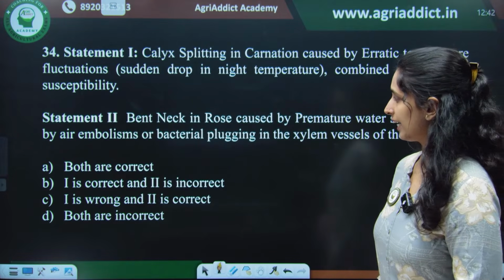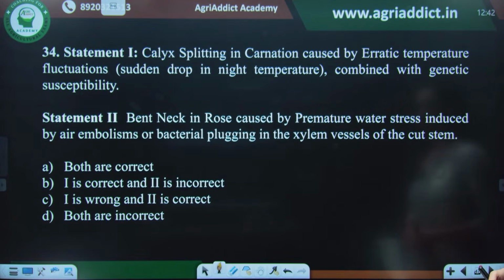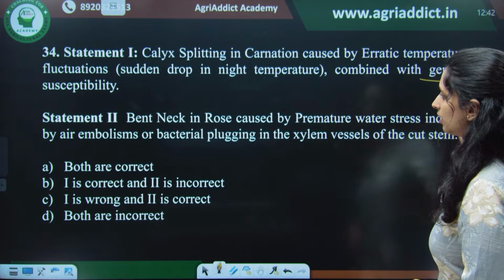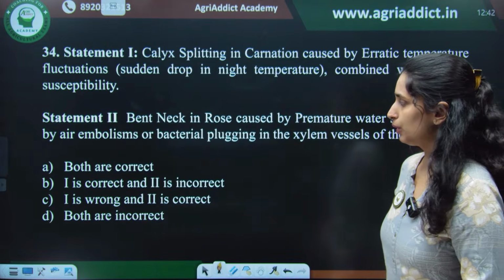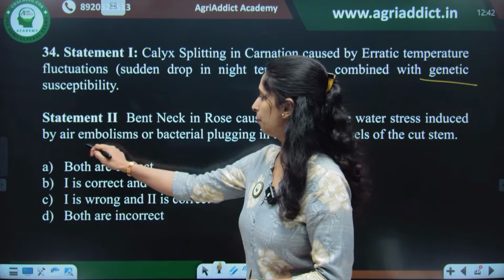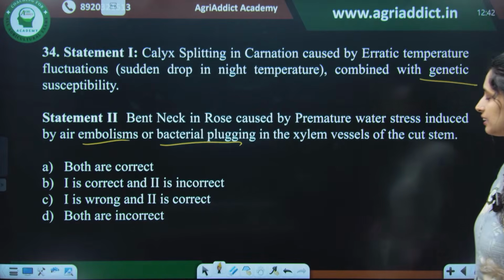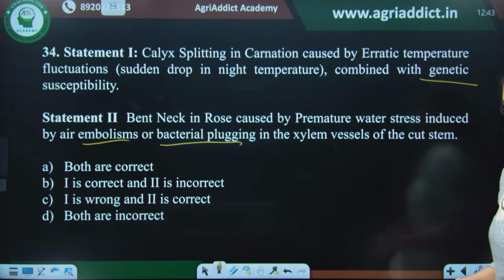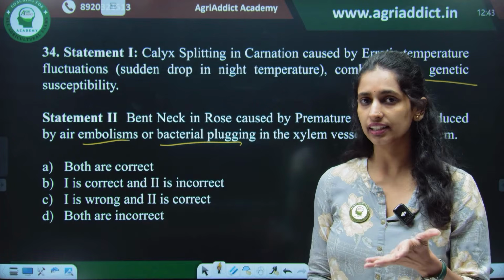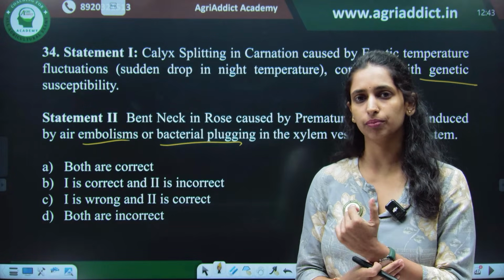Next one. Calyx splitting in carnation is caused by erratic temperature fluctuation, a sudden drop in night temperature combined with genetic susceptibility. Statement 1. Statement 2: Bent neck in rose is caused by premature water stress induced by air embolism or bacterial plugging in the xylem vessels of the cut stem. Statement type questions on physiological disorders can easily be asked, so I have added many questions on physiological disorders.